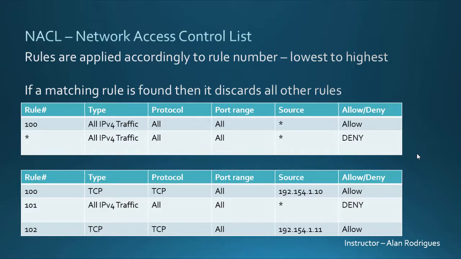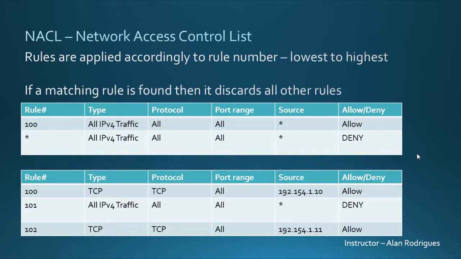In the first table, we are allowing all traffic on all protocols and all port ranges from any source. This is allowed to the network. The first rule, rule number 100, in the first table allows all traffic. Now you can also see another rule number, which is star, which denies all traffic. These are the default two rules which come in a network access control list.